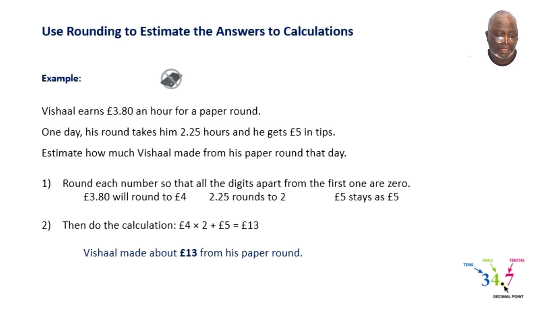Okay? Alright. Now you might say rounding up £3.80 to £4, but 2 hours 25 minutes to 2 hours might be unfair, but don't forget you've already rounded up the rate from £3.80 to £4. So they tend to compensate each other, and this is just an estimate of what he will get for quick decision making.